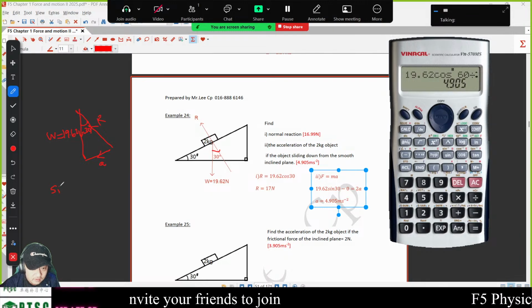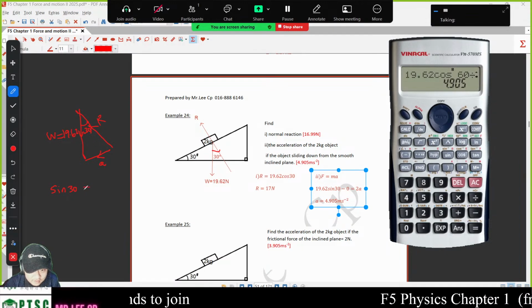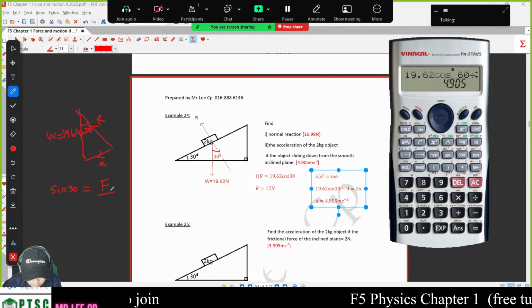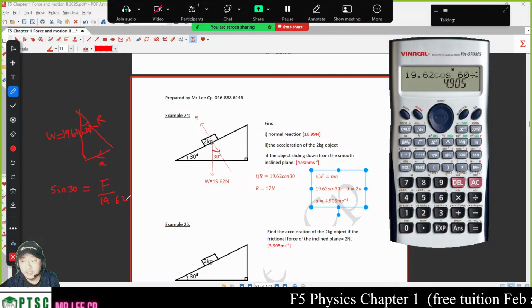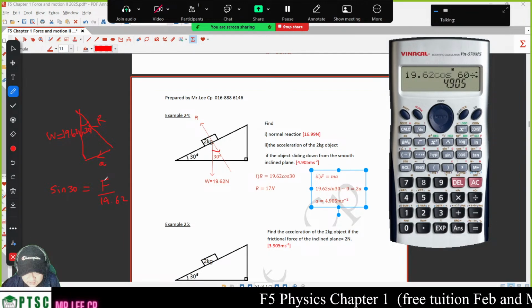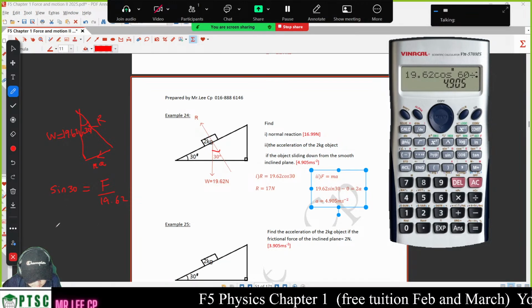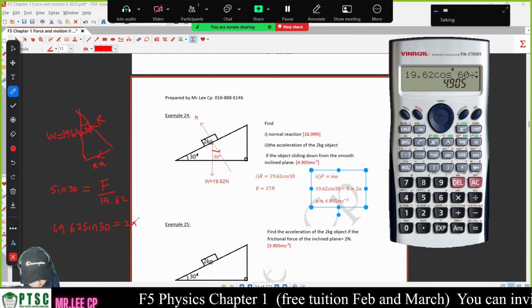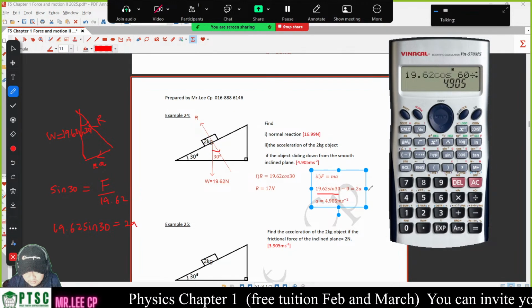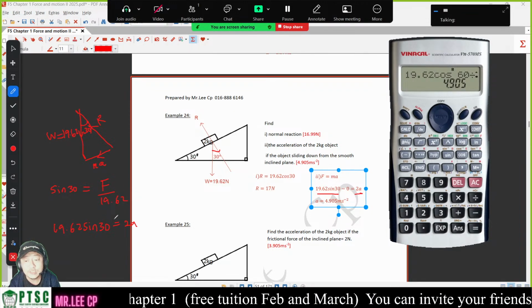So now sine 30 is equal to opposite over hypo, right? So this one is a force F, and the hypo is 19.62, right? So now this object, this one is force. Force is equal to MA. So this one going up is 19.62 sine 30 is equal to 2A. This question has no friction yet. If got friction, then it will be more complicated.